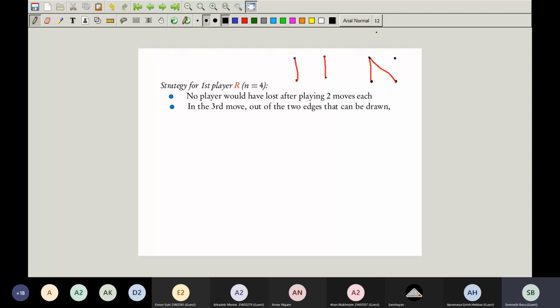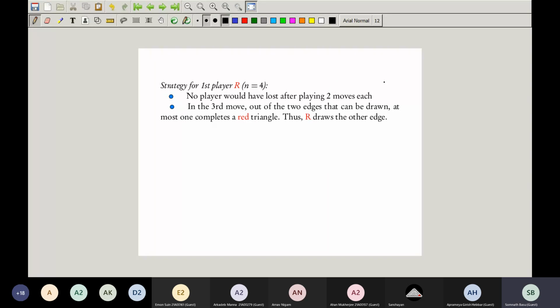Is the argument okay with everyone? Yes, sir. So the point is, it's very simple. You basically play whatever you want up to round 2, and then in round 3, if you are in this situation, fine, you just play whatever you want. Or if you're in this situation, you simply don't play this edge. You play anything else. And you're done. So red cannot lose. Now look at the strategy for the second player, the blue player.